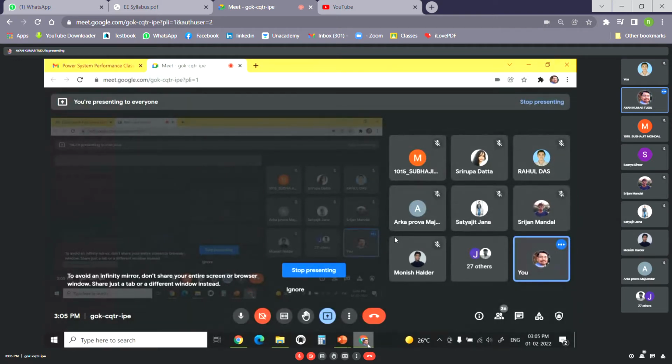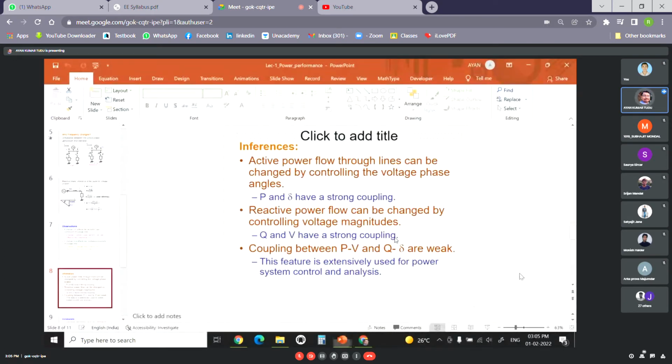Someone's mic is on. Okay, so we talked about P and delta having a strong coupling and Q and V having a strong coupling, where we said that this delta is also known as our load angle, or torque angle, also known as our power angle. Now, whenever we are talking about power system performance, specifically since we're talking about synchronous generators, we have to know certain things about our synchronous machines. So we'll be starting with the synchronous machines.